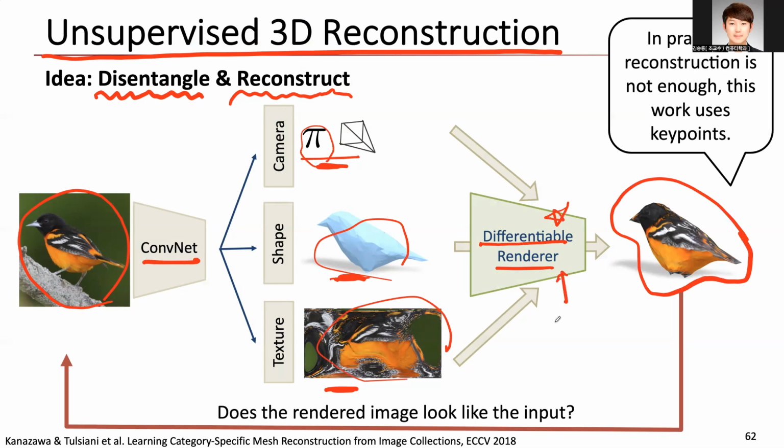This is a kind of inverse graphics. Inverse graphics. Because in the graphics view, there are so many kinds of renderers from the mesh, texture, and camera.